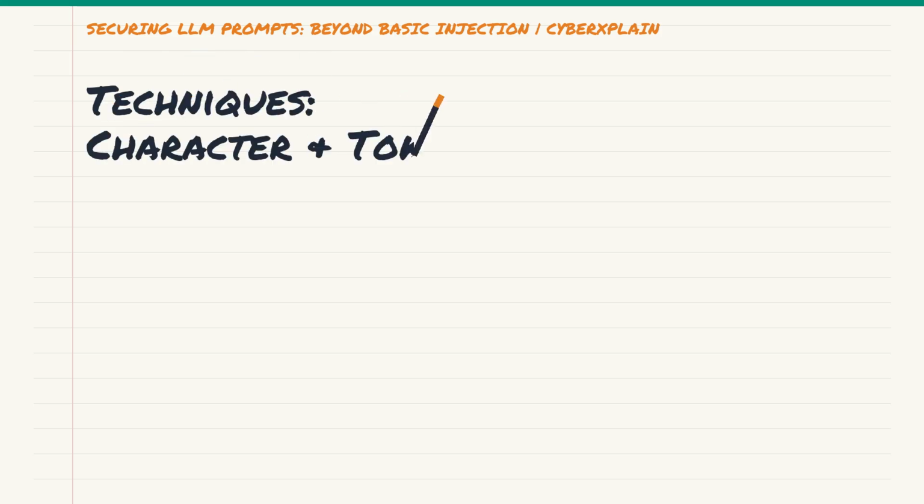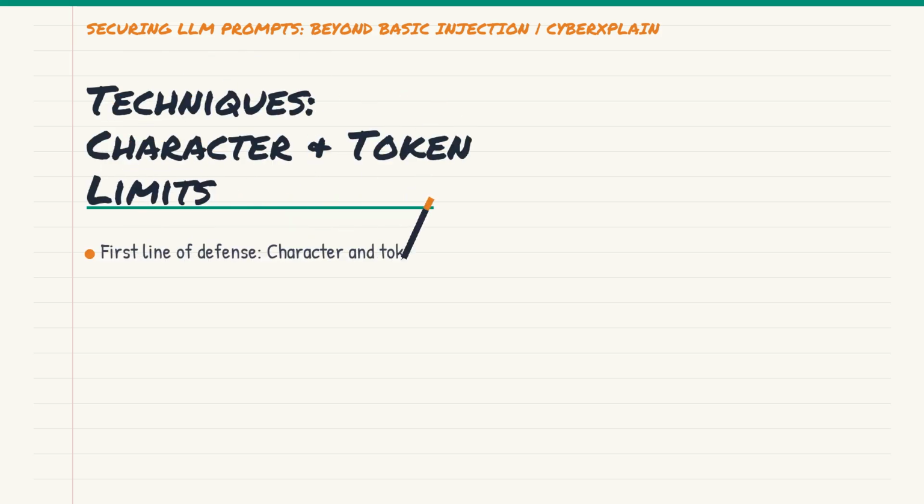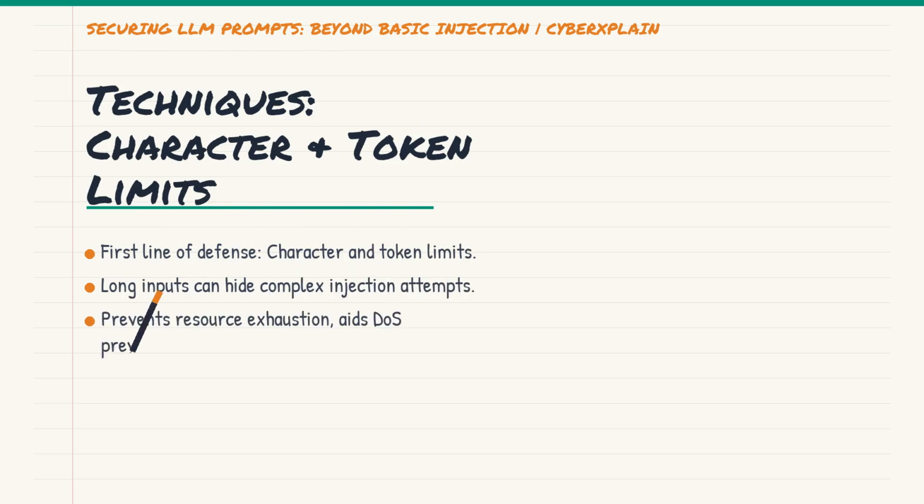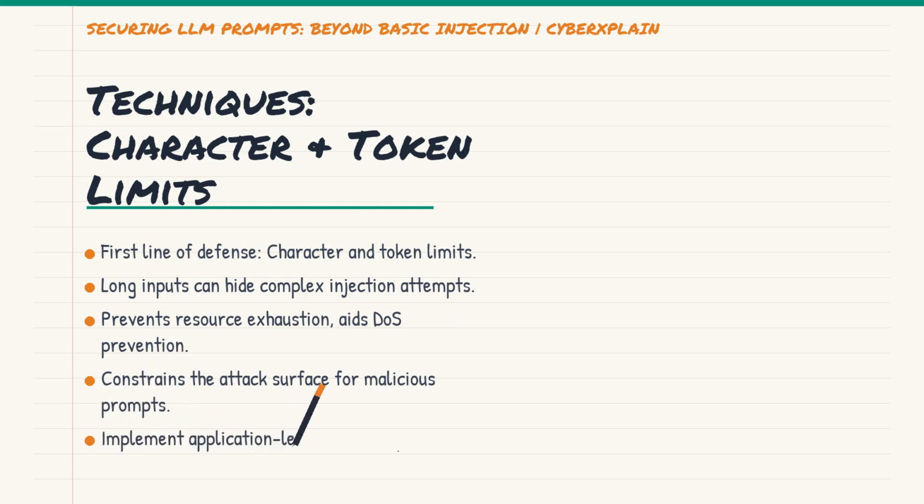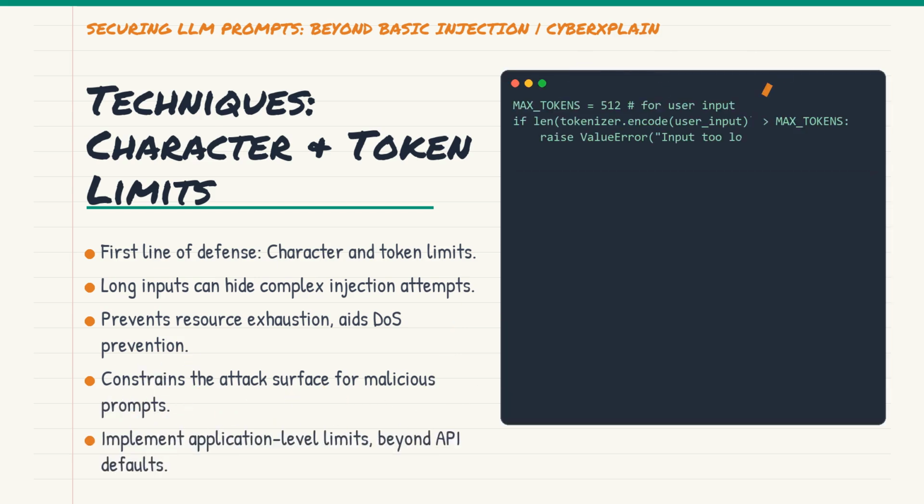Even though it sounds basic, enforcing character and token limits on user inputs is a crucial first line of defense. Extremely long inputs can sometimes hide complex injection attempts, and they also consume more processing power, potentially leading to denial of service. By setting reasonable limits, we constrain the surface area for attack. Many LLM APIs, like those from OpenAI or Google, have built-in token limits, but it's wise to implement your own application-level checks too. This won't stop a clever jailbreak, but it makes them harder to craft and helps prevent resource exhaustion.